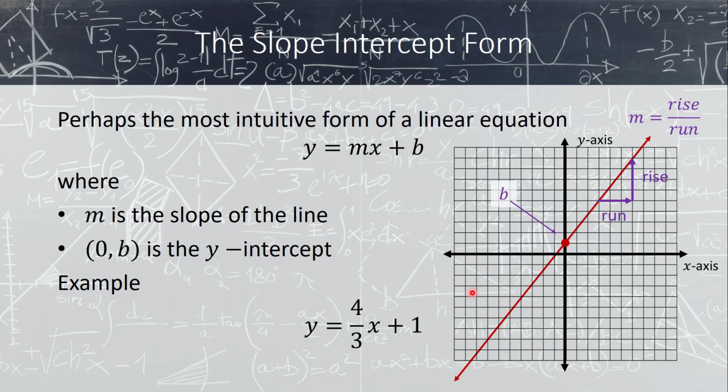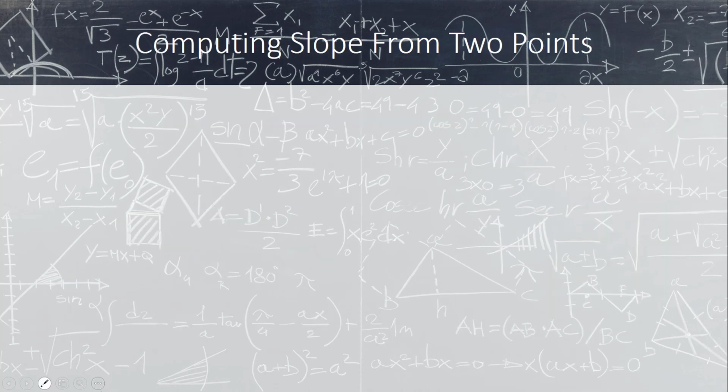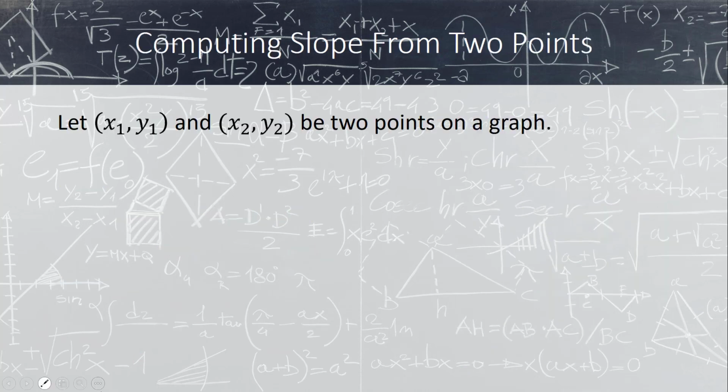Here is an example of an equation in slope-intercept form. Here we have y equals 4/3 x plus 1. It crosses the y-axis at 1, and its slope is 4/3. Basically, for every change of 3 units in the x direction, the line goes up 4 units in the y direction. 1, 2, 3, 4.